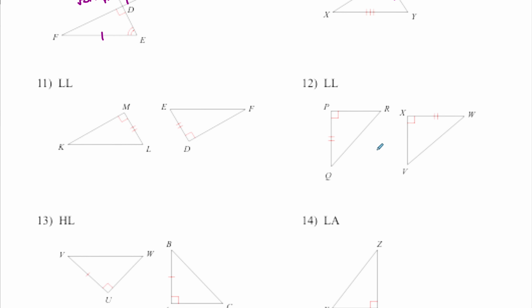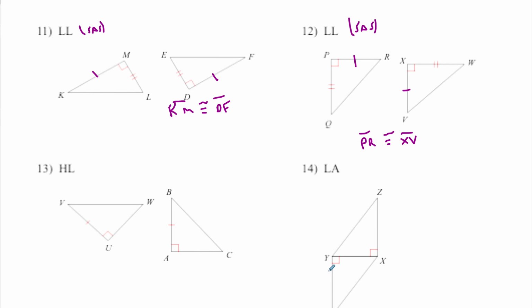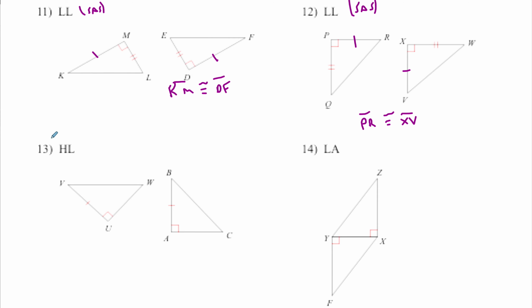Okay, LL, leg, leg, which is code for side, angle, side, which means I just want to add this side and this side. So KM congruent to DF. Leg, leg, side, angle, side again. PR congruent to XV. Okay. It's just less to keep track of if you relate them back to what they are.